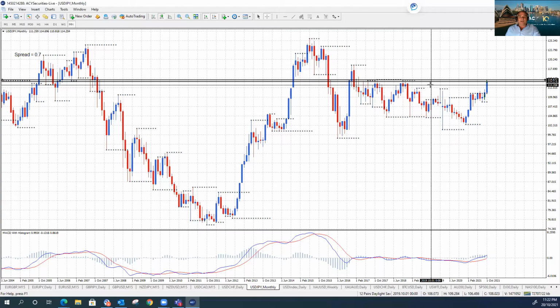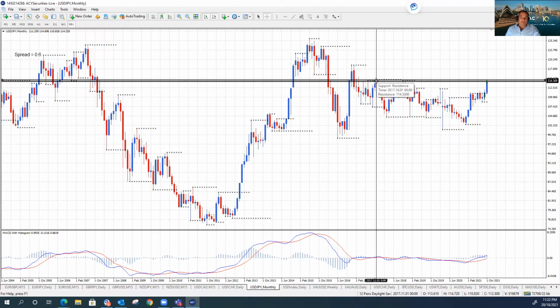So in preparation for that, as I mentioned this week, I put up a potential shorting opportunity on the US dollar against the Japanese yen. I'm looking at a monthly chart here. You can see back here in 2017, around this current level of 114.60 odd, people didn't want to pay much more than that.